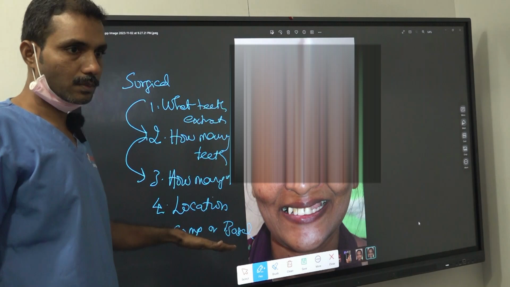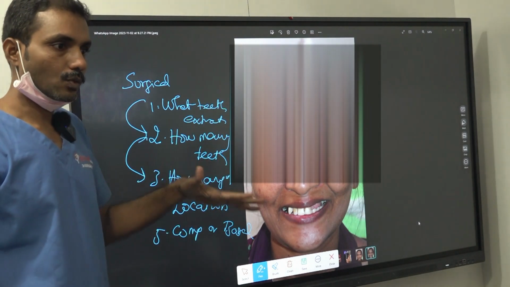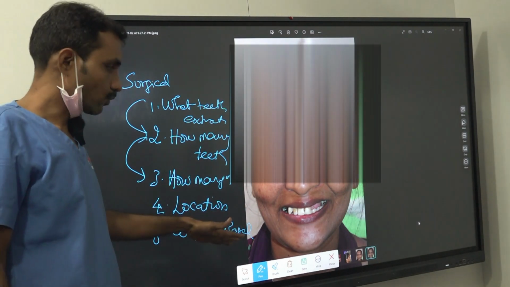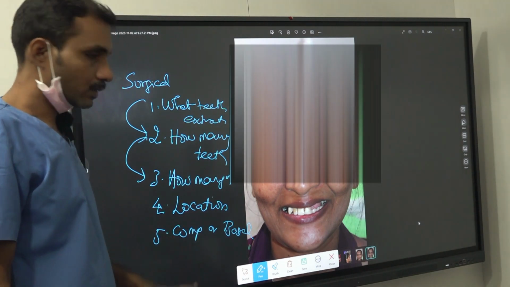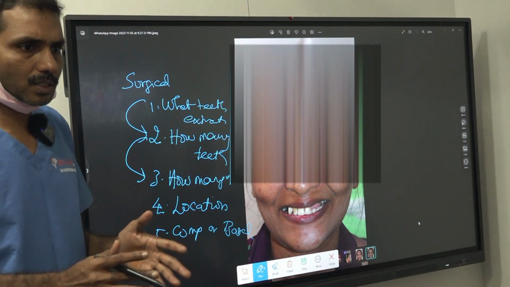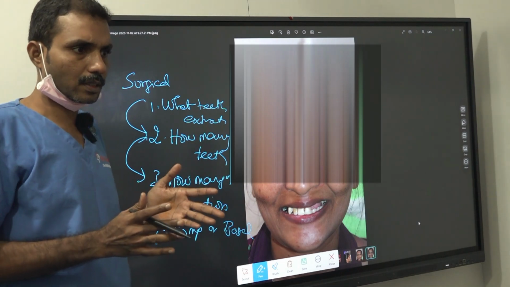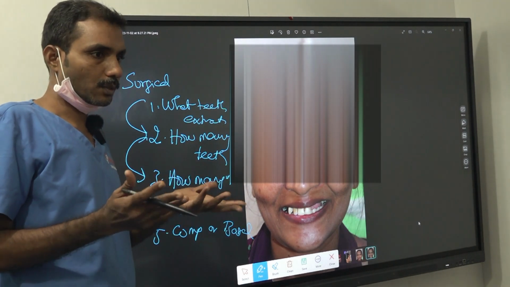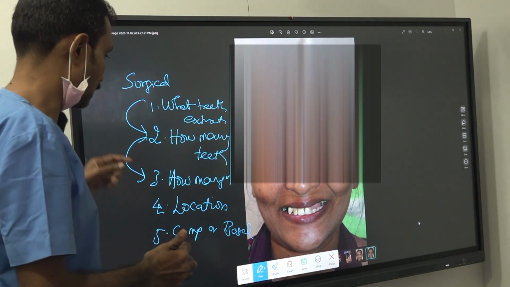Very simple, my decision will be very simple. If there is no labial plate, I will go for basal. Otherwise, even if the ridge is very thin, we can select small diameter compression plates, 3.3 or 3.5, available in some.